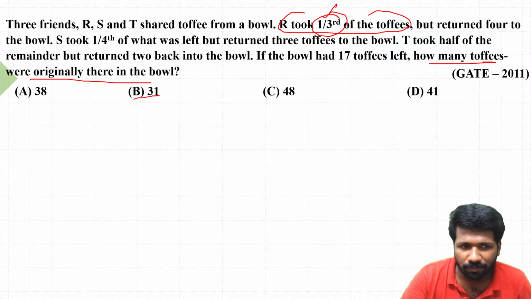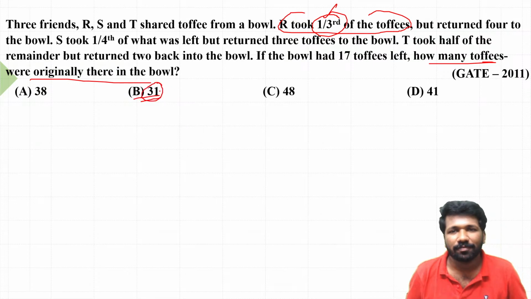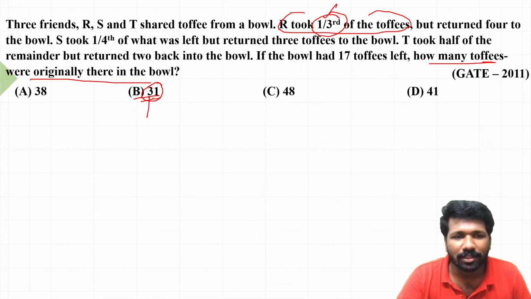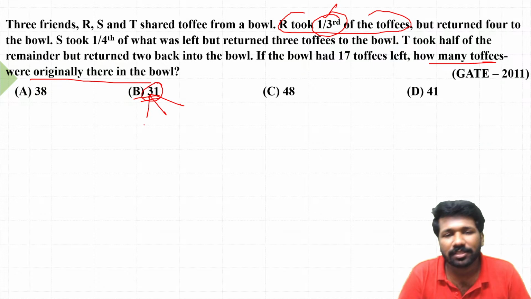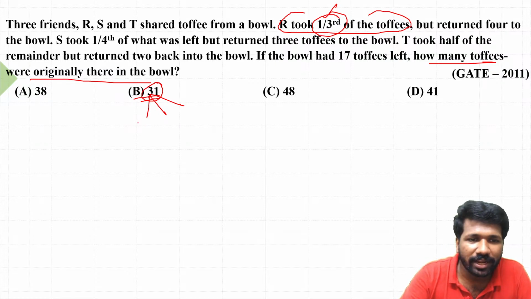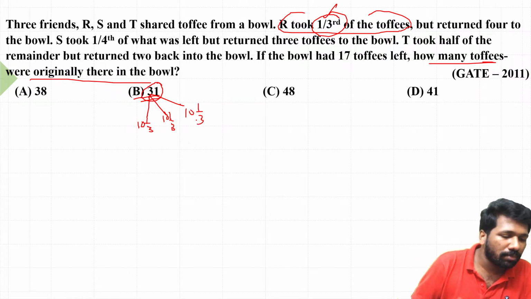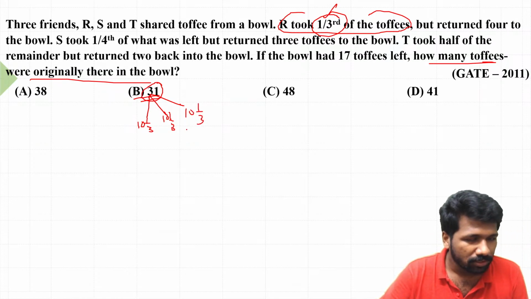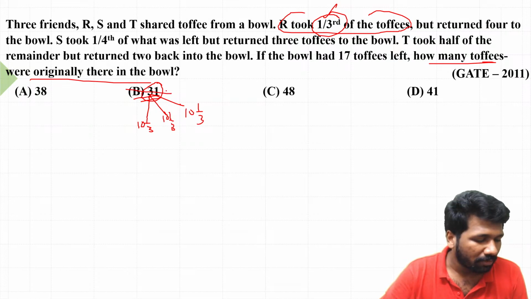For example, if R is taking 1/3 of 31 toffees, what is the problem? What is 1/3 of 31? Yeah, in the number system chapters we discussed already. 1/3 of 31 means here 10 and 1/3. 10 and 1/3 toffee does not make sense. Toffees should be whole numbers. So that is why option B can be eliminated.